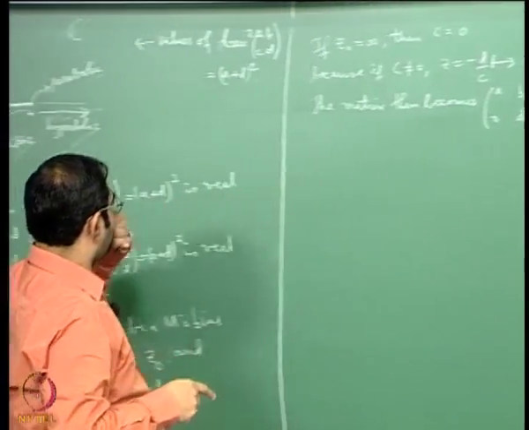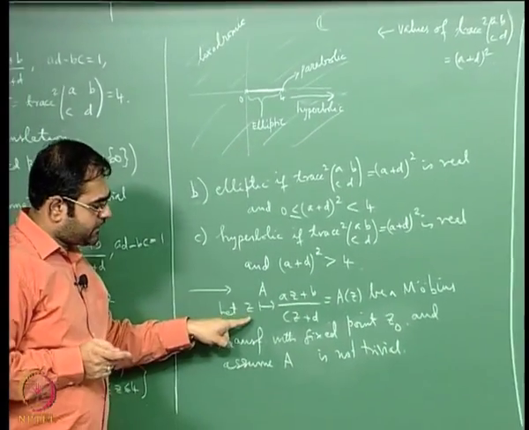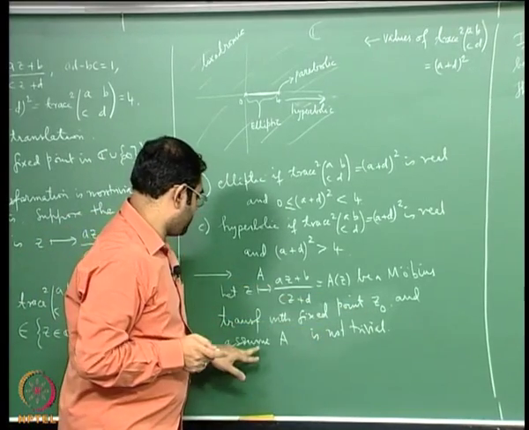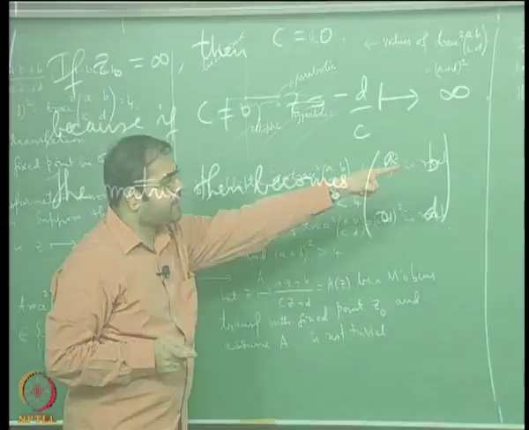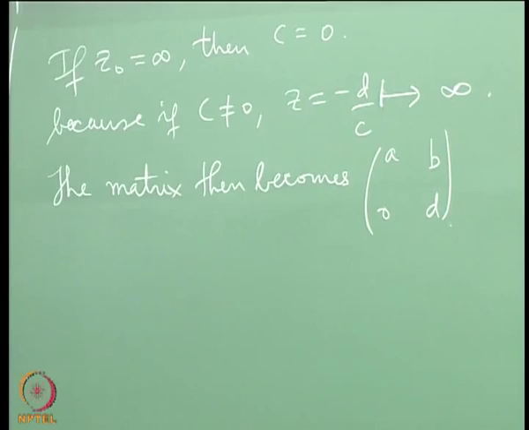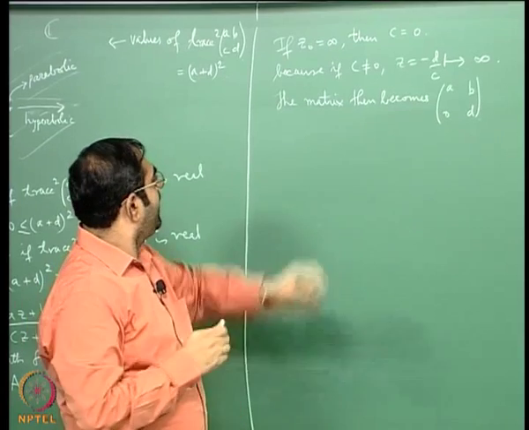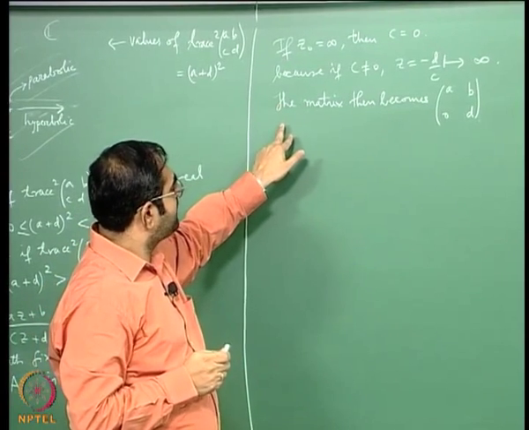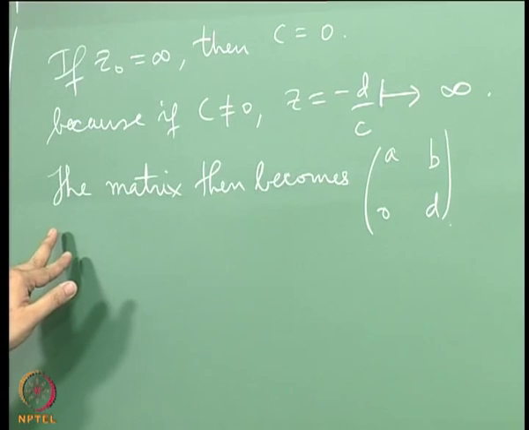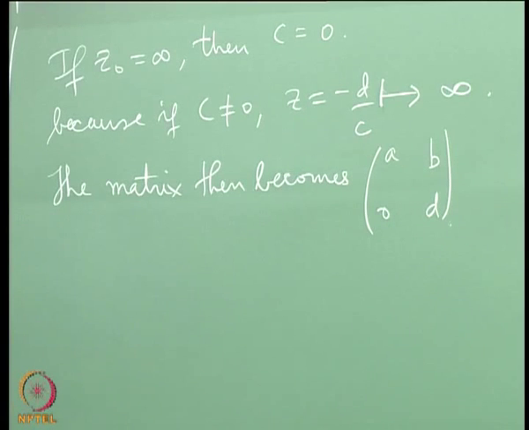So fine, now suppose, if z0 is infinity, then it is already in that form, but suppose z0 is not the point at infinity. So here, by the way, I will make that remark later.